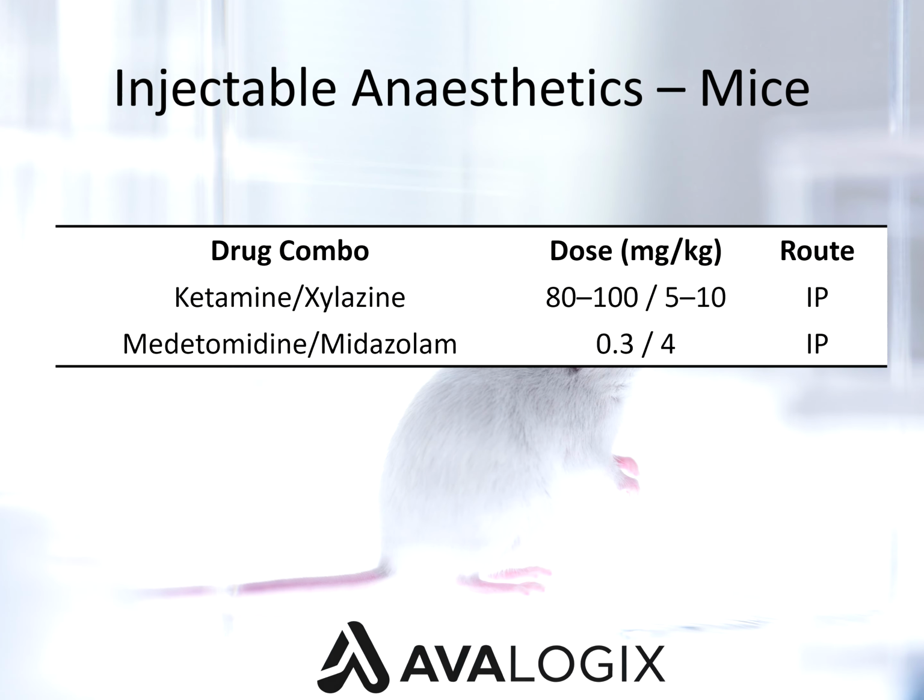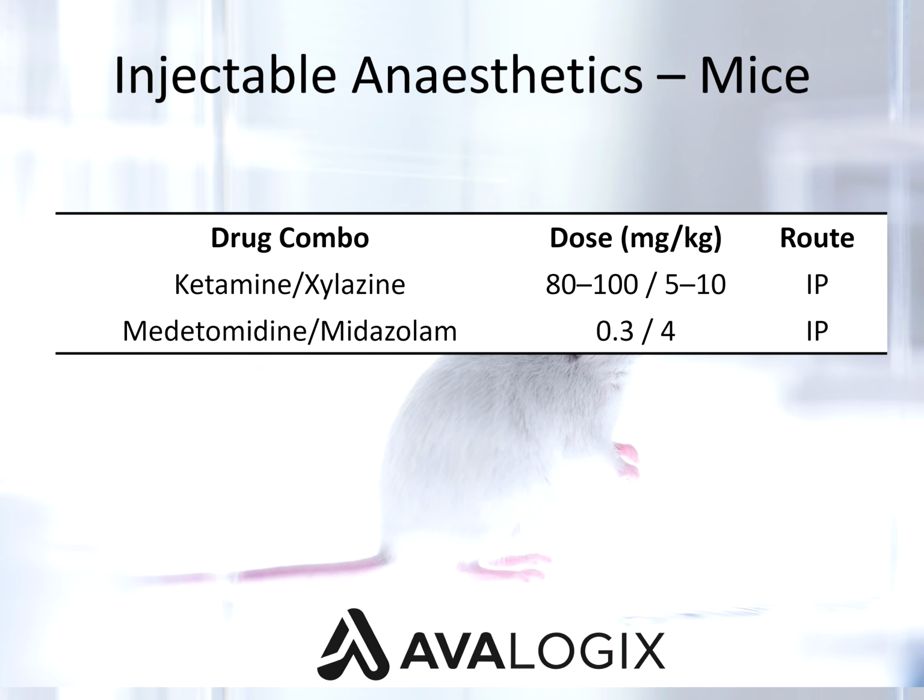For injectable anesthesia in mice, ketamine at 80 to 100 mg per kilogram combined with xylazine at 5 to 10 mg per kilogram, administered intraperitoneally is common. Medetomidine combined with midazolam offers muscle relaxation and is reversible with atipamezole, which can be a benefit in some protocols.